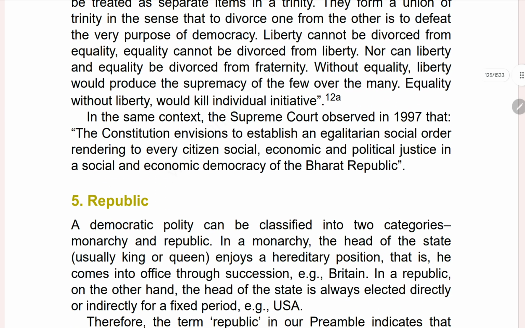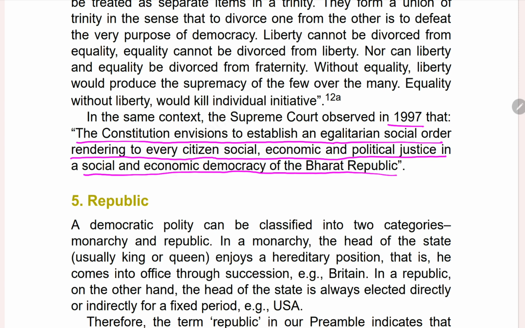Now, in the same context, the Supreme Court observed in 1997 that the Constitution envisions establishing an egalitarian social order, rendering to every citizen social, economic, and political justice in a social and economic democracy of the Bharat Republic. So the Constitution has provided to establish an egalitarian social order, a social order based on the concept of equality, justice, and liberty. Every citizen looks for social, economic, and political justice in a social and economic democracy, and that is the main constituent of the Bharat Republic.